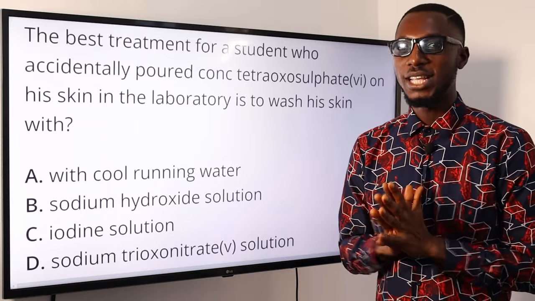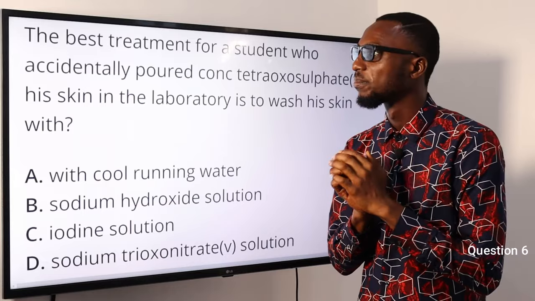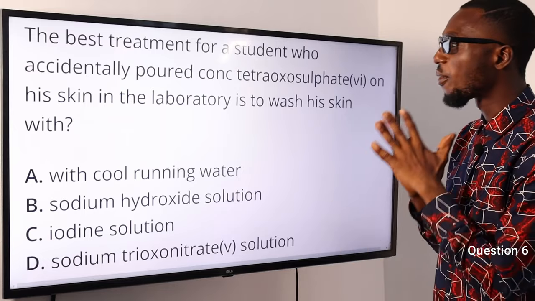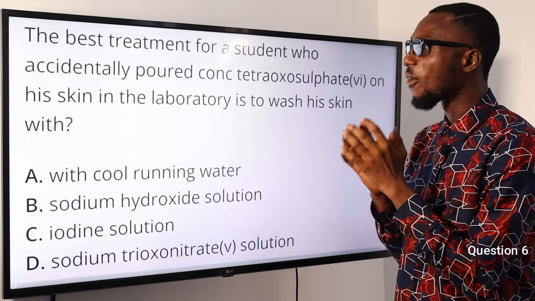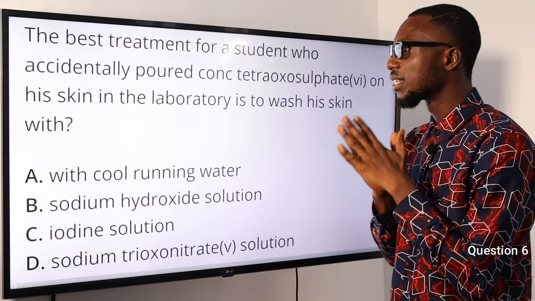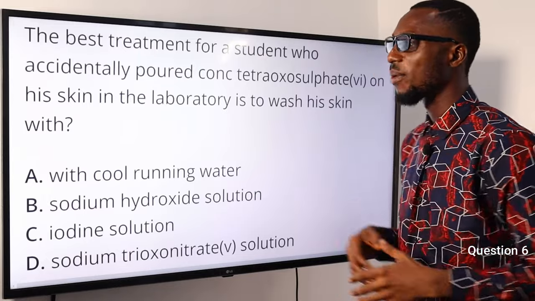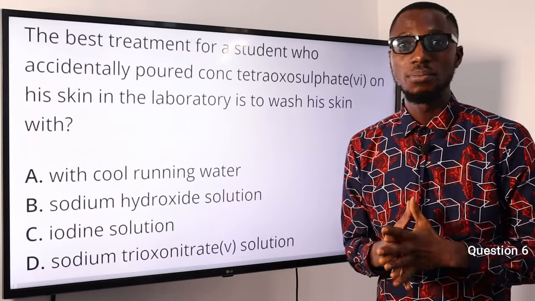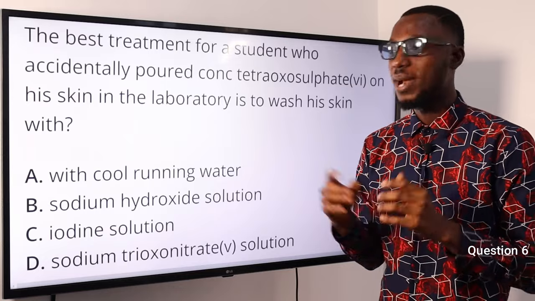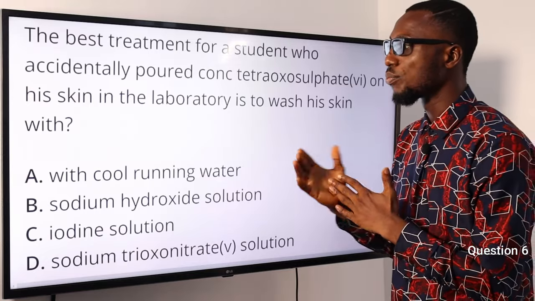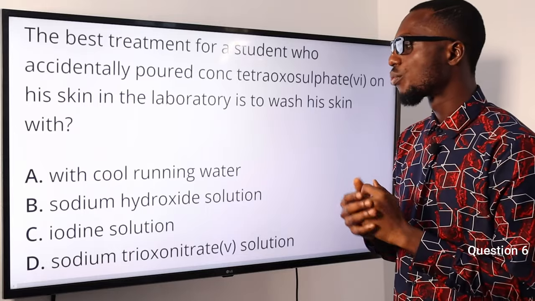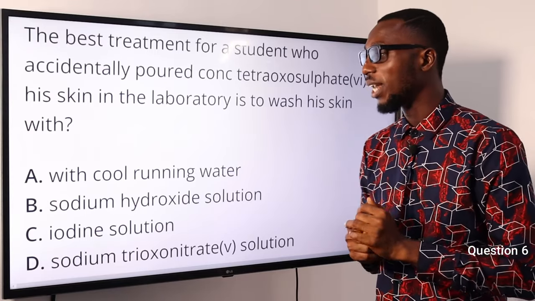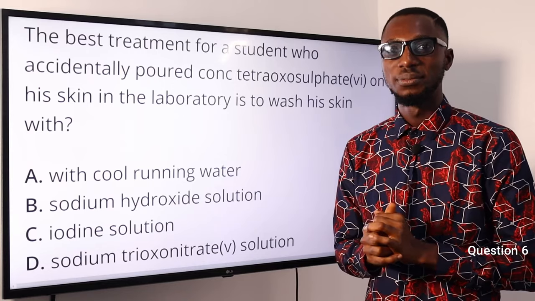So right now we are tackling question 6. The best treatment for a student who accidentally poured concentrated tetraoxosulphate(VI) acid on his skin in the laboratory is to wash his skin with what? This particular question has a lot of answers, lots of contributions towards it. I think the safest to recommend is that such a student should wash that particular spot with cool running water, not cold water, with cool running water. So we recommend option A as the most viable option.